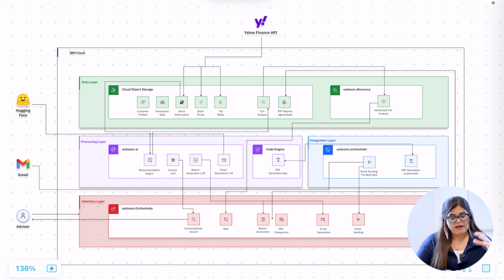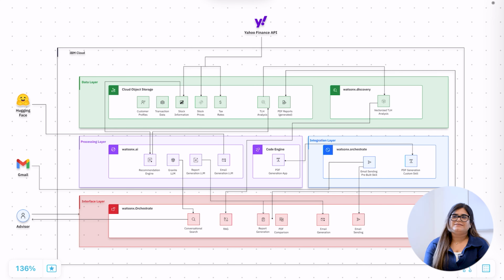First of all, we have a data layer that stores our customer profiles and our vectorized data. This data is used as the foundation that is fed into our processing layer. The processing layer has two main components: watsonx AI that hosts LLMs, which we use for prompt engineering, and then the Code Engine that hosts our PDF generation app. Next, we have the integration layer, which acts as an automation and orchestration engine between the data layer and the processing layer, and also our interface layer.